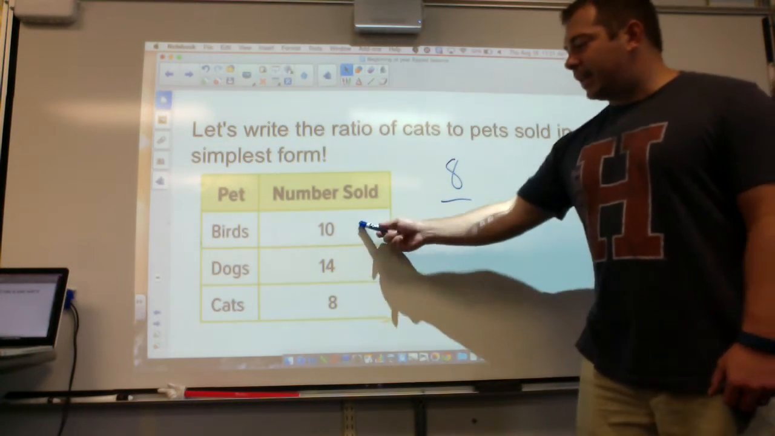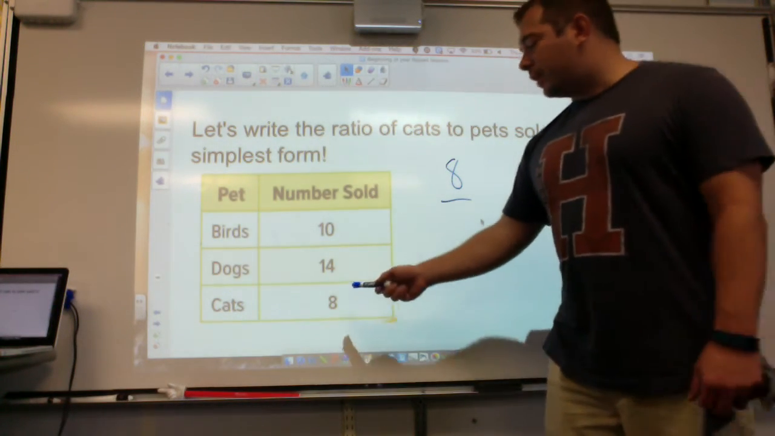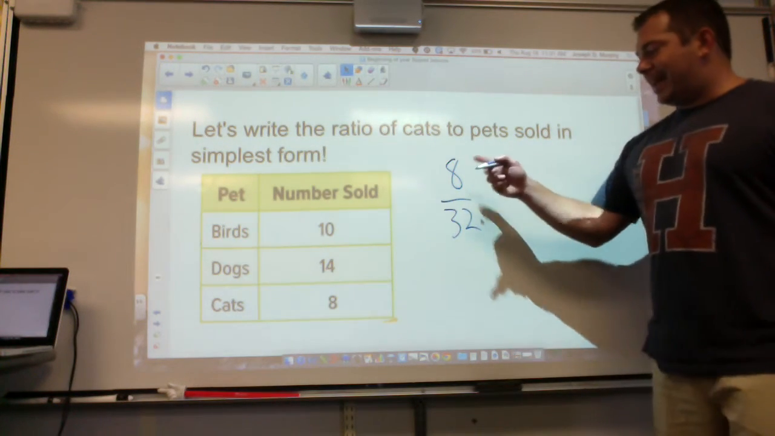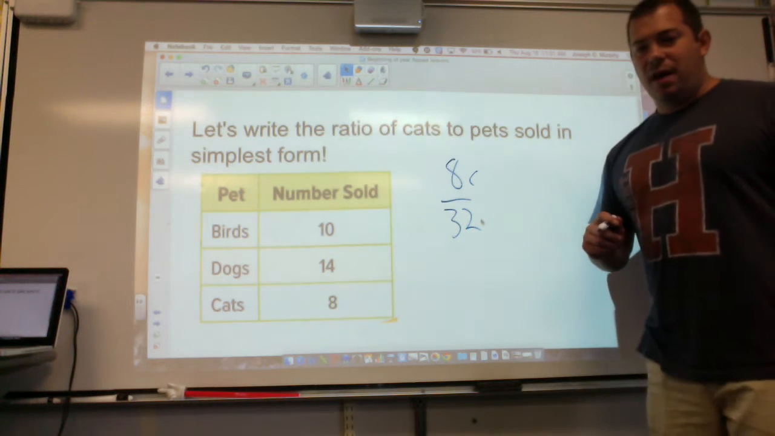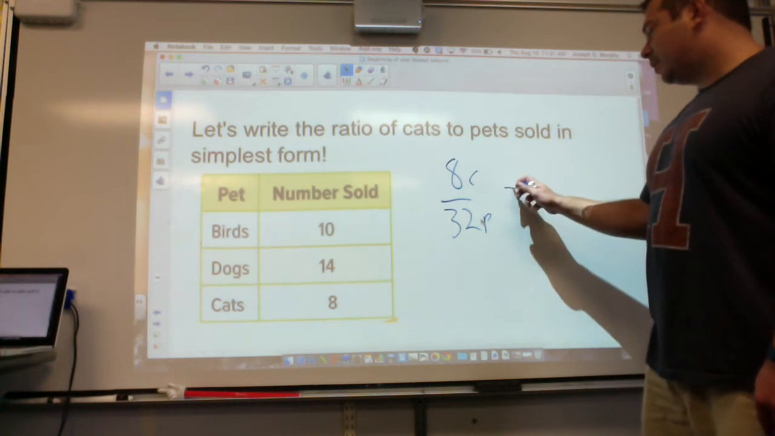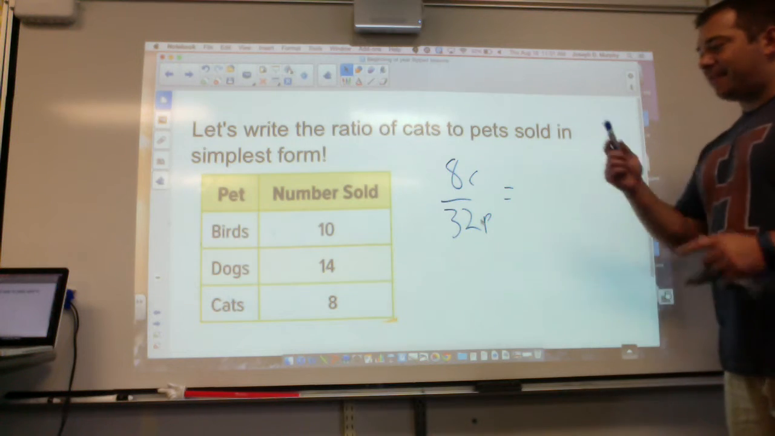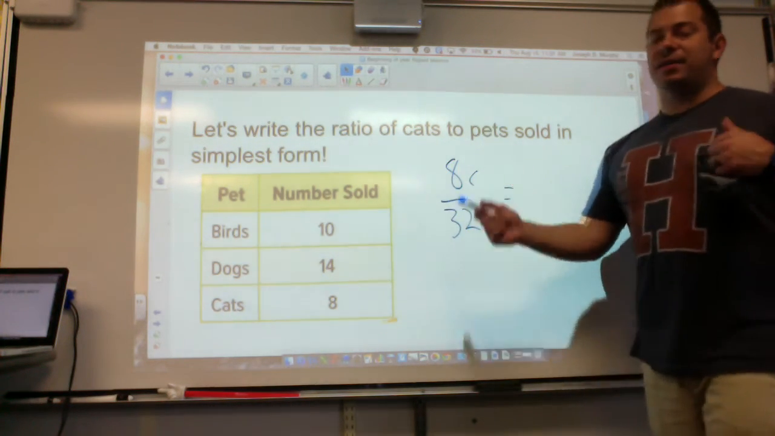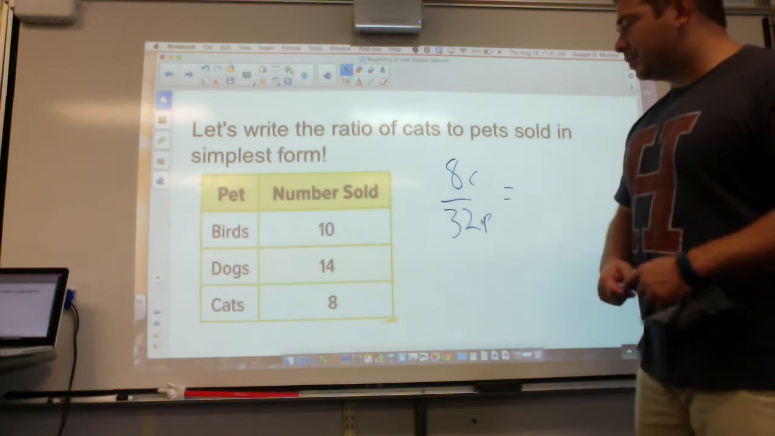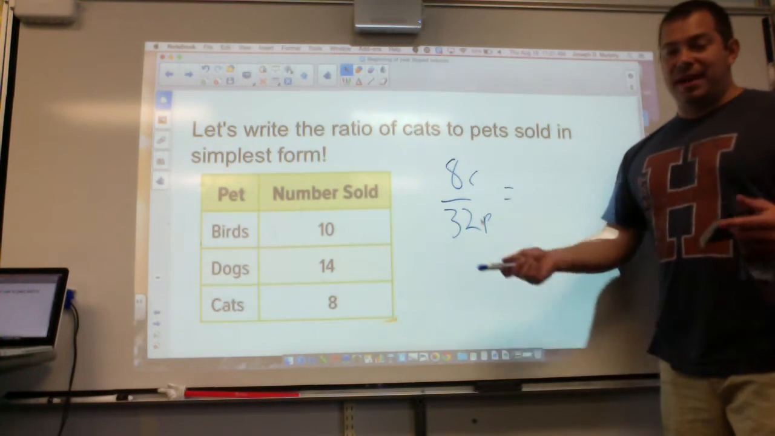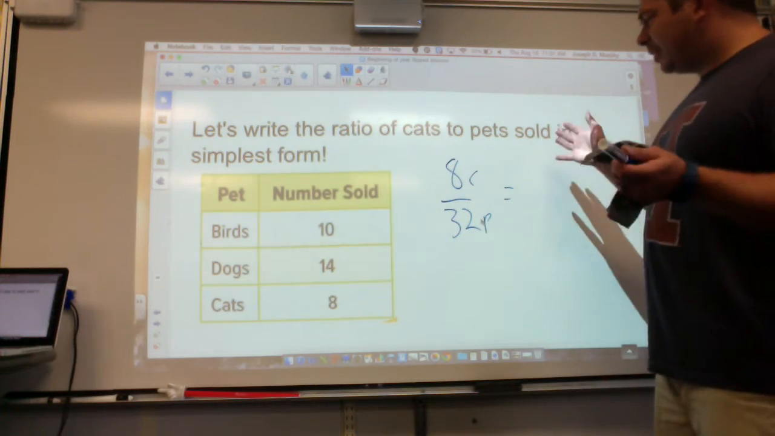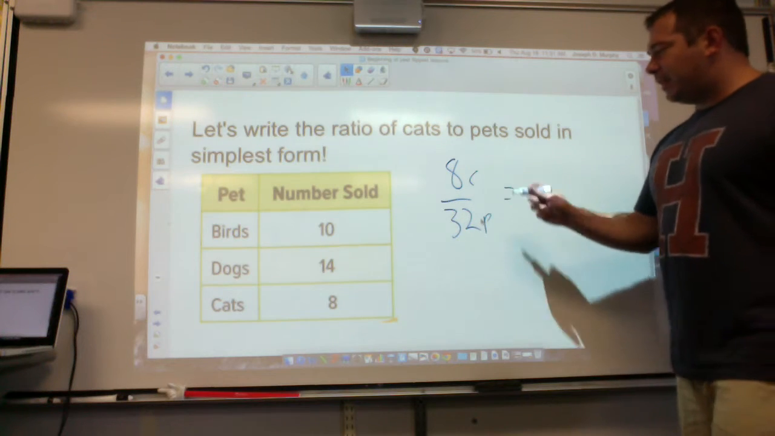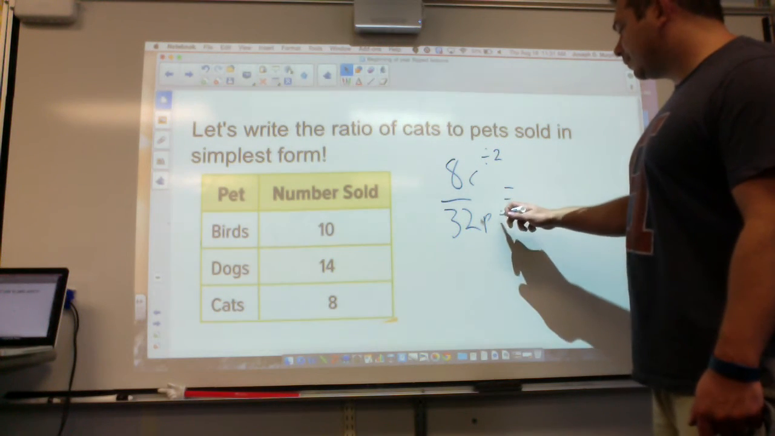Don't be tricked. 10 plus 14 is 24. 24 plus 8 is 32. So every time I have 8 cats, I like to label, I'm going to have 32 pets. I need to go to simplest form. Now these have multiple factors. 8 has factors of 1, 2, 4, and 8. 32 has factors of 1, 2, 4, and 8 as well. But let's not do it by its greatest common factor. Notice we'll have to do another step. You can see that these are both even, so I could divide both of these by 2.